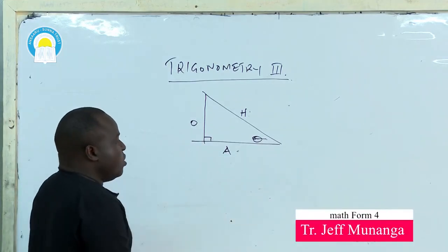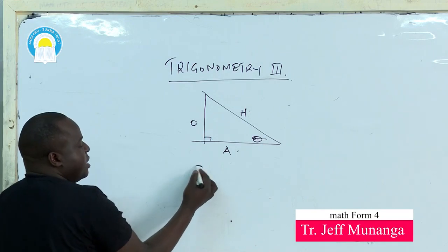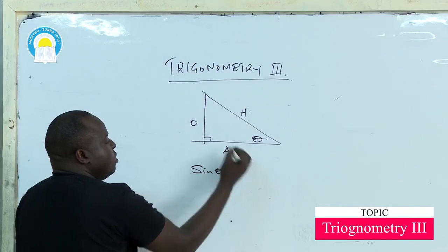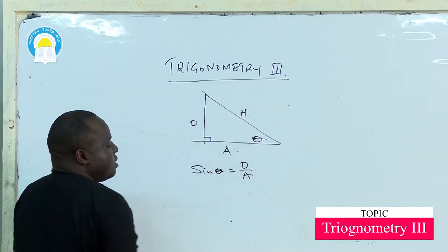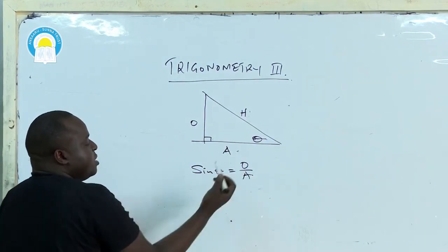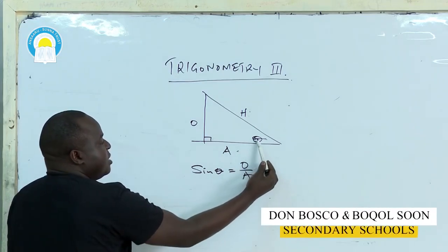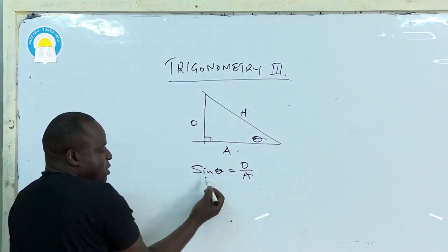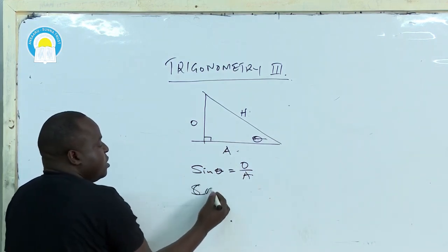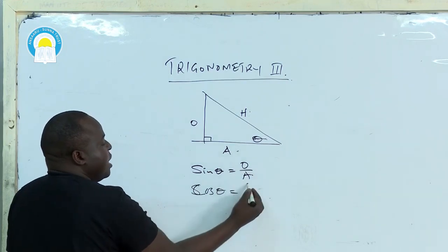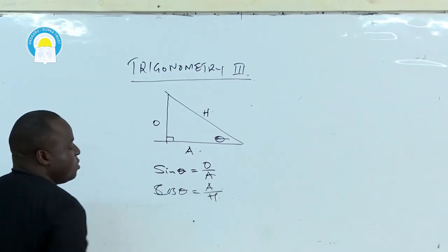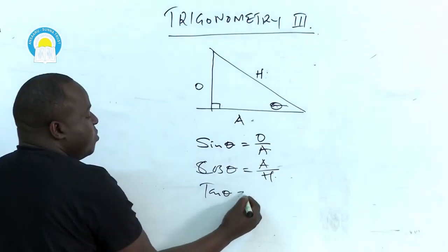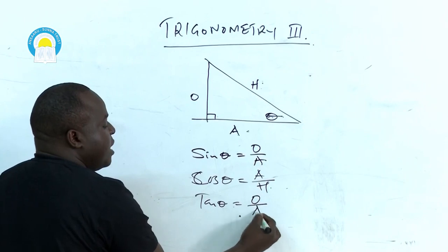So this is what you're told. You are told the three ratios, starting with sine. You had this relation, sine theta equals to opposite over hypotenuse. It means the relationship is between theta, opposite, and hypotenuse. That's for sine. Cos theta equals to adjacent over hypotenuse. Then there was a tan theta, which is equals to opposite over adjacent.